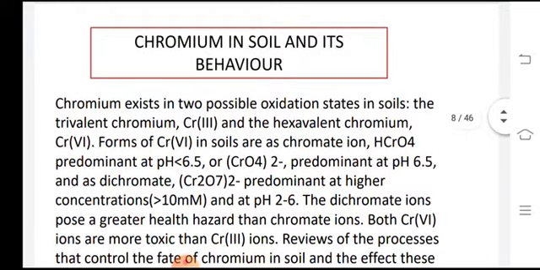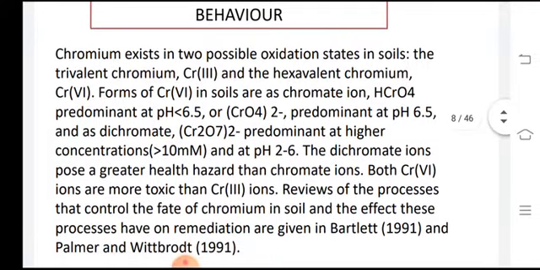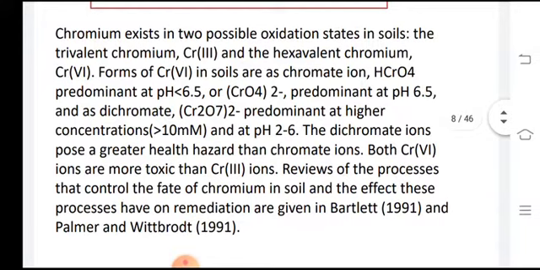So let's talk about chromium in soil and its behavior. Chromium exists in two possible states, trivalent and hexavalent. Forms of hexavalent chromium in soil are HCrO4, which predominates at pH less than 6.5, or CrO4, which predominates at pH 6.5 or above, and dichromate, which predominates at higher concentrations, more than 10 millimolar. At pH 2 to 6, the dichromate ions pose a greater health hazard than chromate ions.